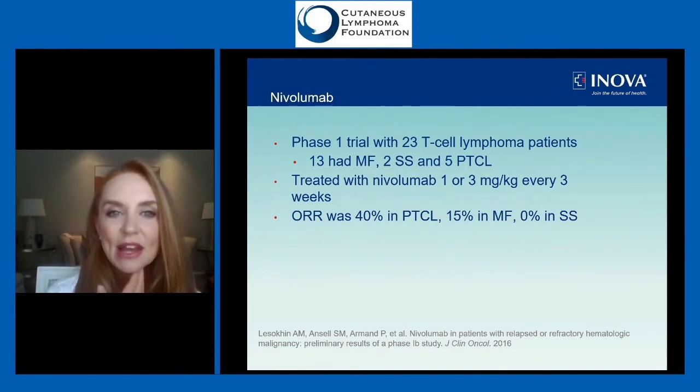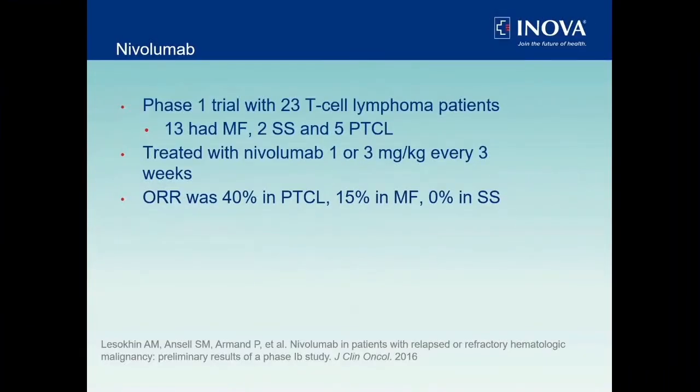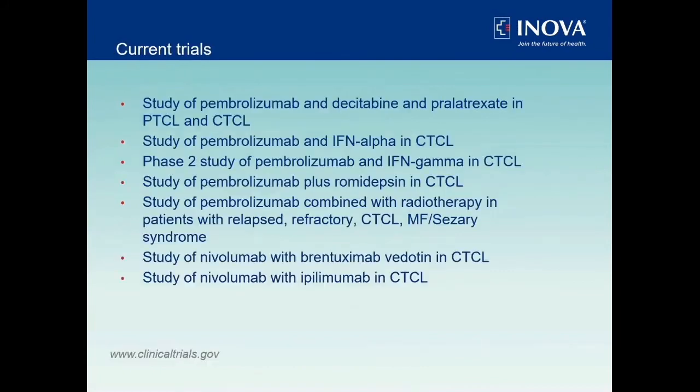Nivolumab is kind of in the same category. There have been limited studies looking at this drug, but one reported an overall response rate of 40% in peripheral T-cell lymphoma and 15% in mycosis fungoides, ineffective in Sézary in that small study. There are a multitude of trials ongoing currently evaluating more closely how well these immune checkpoint inhibitors can work in CTCL. All of these are available on clinicaltrials.gov.